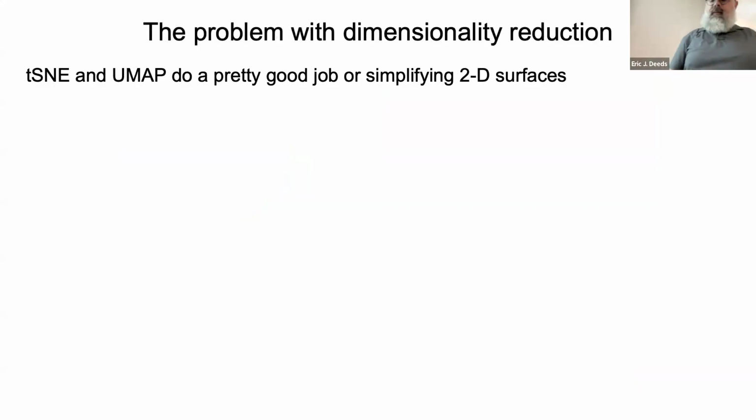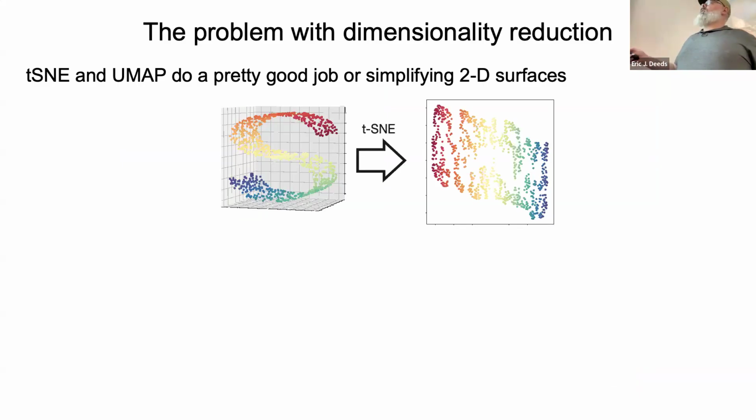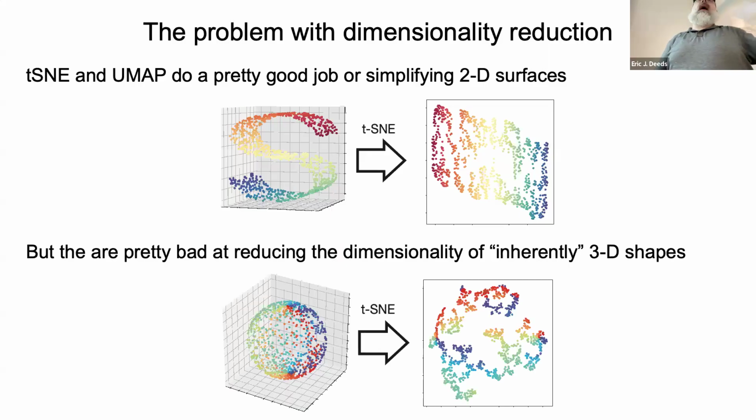So tools like t-SNE and UMAP do a pretty good job for simplifying two-dimensional surfaces. This is the common thing you'll find if you go to the scikit-learn website and learn about these dimensionality reduction tools. They'll show you how they do on this S-curve, which is literally just a piece of paper that's been curled in 3D, and it can flatten it. It does okay with that, but it really is terrible at any other problem. And I can go on and on about this. We've done a lot of work in my lab characterizing how these nonlinear dimensionality reduction tools work.